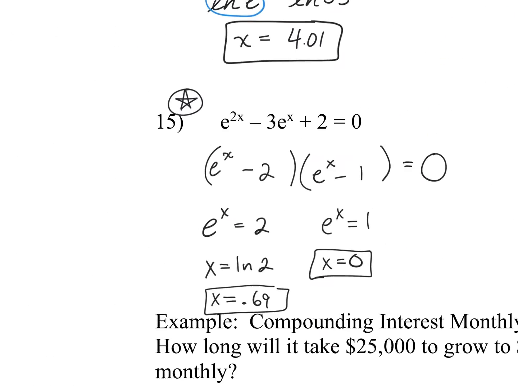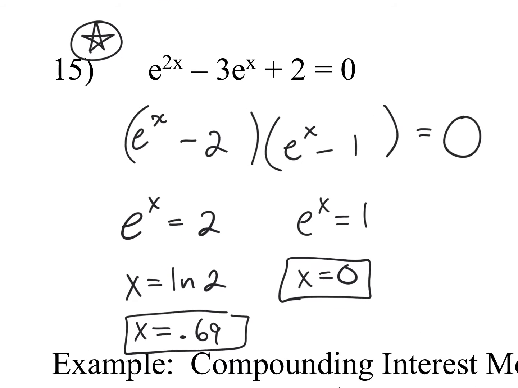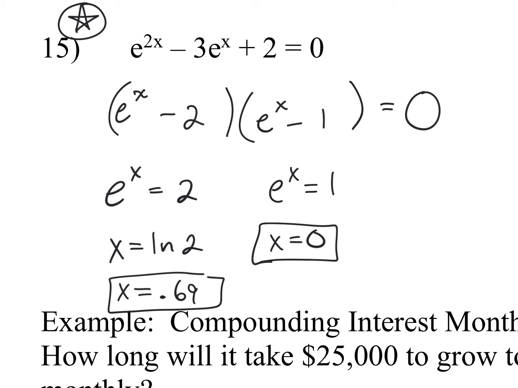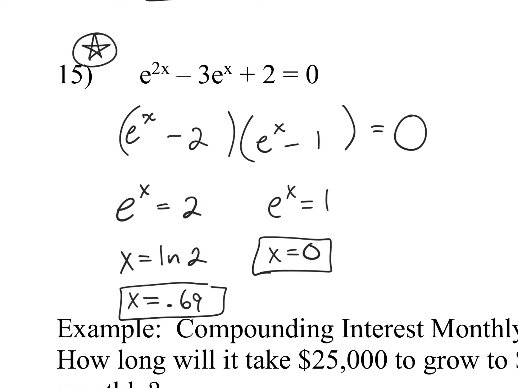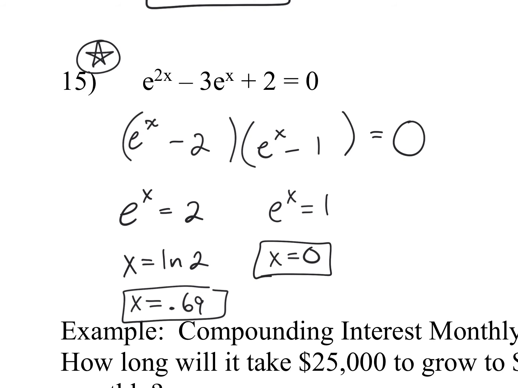On number 15, this is one that's a little bit different than what we've seen so far. The trick here is to recognize that our exponents go from 2 to 1 to 0 in the same way that a quadratic might. So we're going to solve this by factoring.